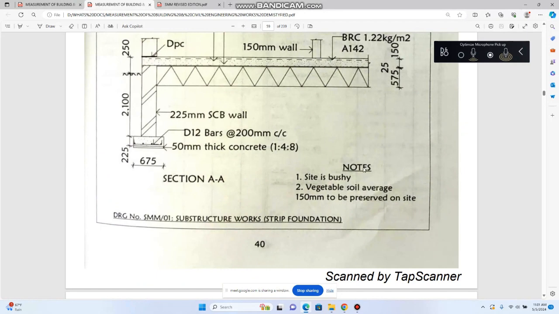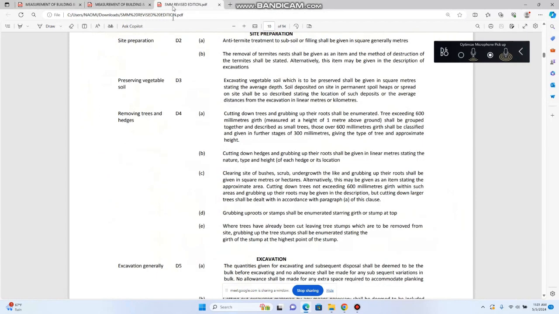So if the site is bushy, we need to clear the site. What we have been told is that clearing the site of bushes, shrubs, undergrowth, and the like, and grubbing up their roots shall be given in square meters or hectares. Alternatively, this may be given as an item stating the approximate area. Okay, we shall use the first one.